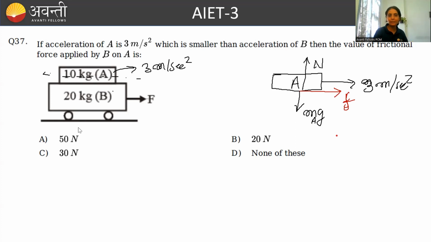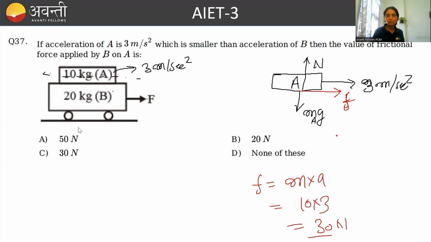That is why it is said that friction opposes relative motion, it doesn't oppose motion, right? Here it is opposing relative motion between A and B, but it is supporting A to move on the surface of B with acceleration 3 meter per second square. So friction must be equal to mass into acceleration. Mass is 10, acceleration is 3, so this is 30. So the correct answer will be C. Okay, so this is your answer.